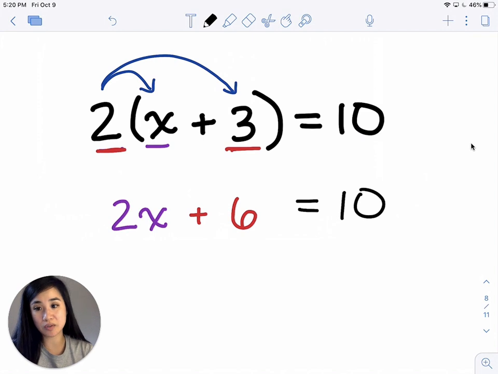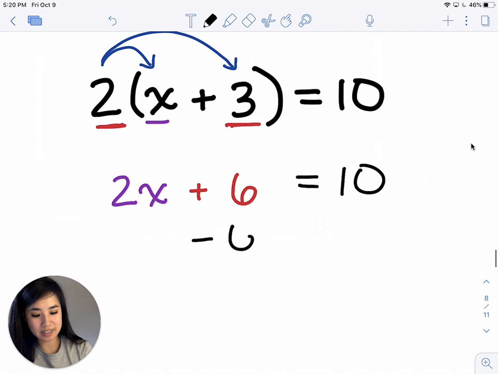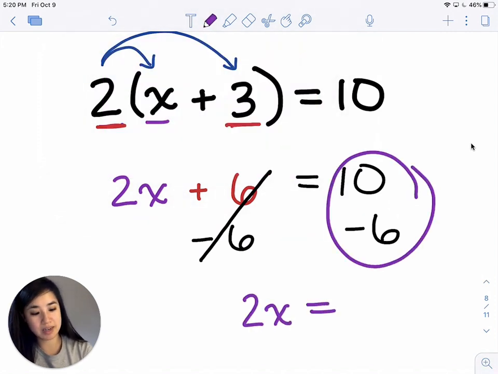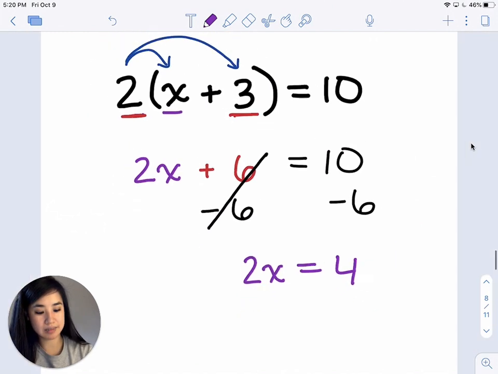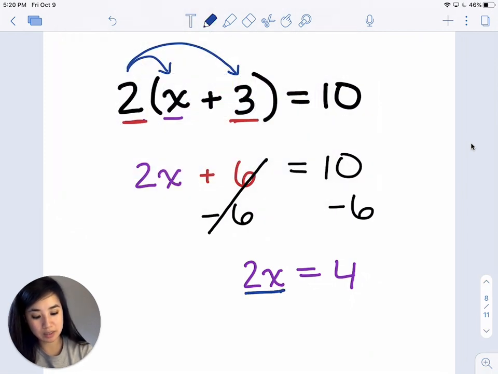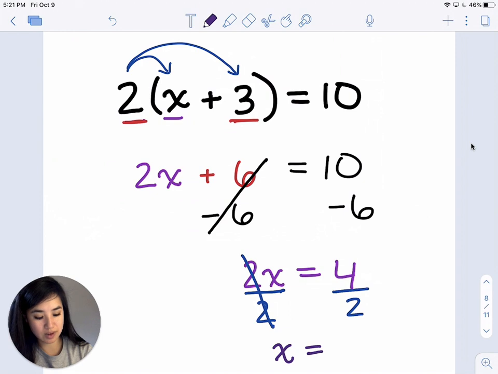From here, it's a pretty straightforward question like what we've been doing so far. We're going to subtract 6 from both sides. That will cancel out my 6's. I'm going to bring down my 2x equals 10 minus 6 is going to be 4. Almost done here. The last step I'm going to need to do is to get that x by itself. 2x means we're multiplying by 2, so I'm going to divide by 2 to cancel it out. I'm left with x equals 4 divided by 2 is 2.